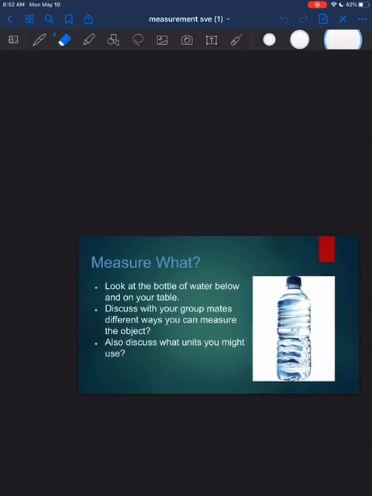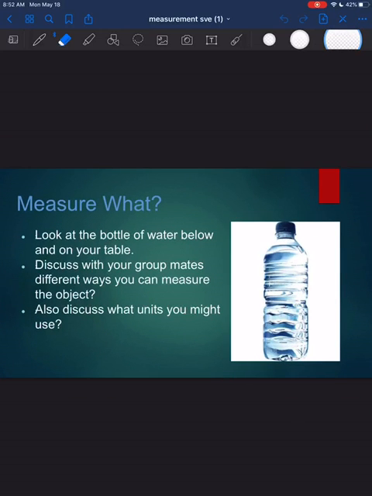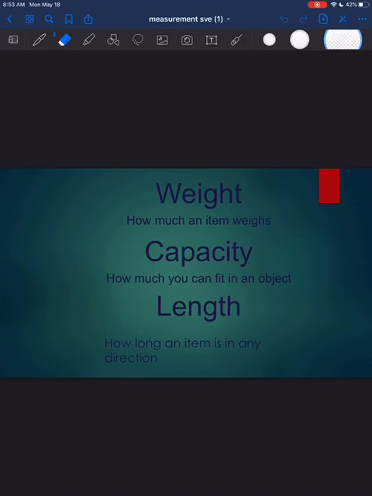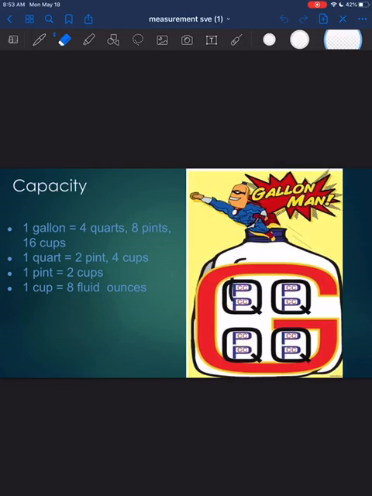So there's different ways we can measure an object. Take this bottle of water for instance. There are three ways we're going to talk about. One way is I could measure the weight, so how much the object weighs, or I can measure the capacity, which is kind of like the volume, so how much can fit in the object, or I can measure the length, how long an object is in any direction. So today we're going to be talking specifically about customary capacity.